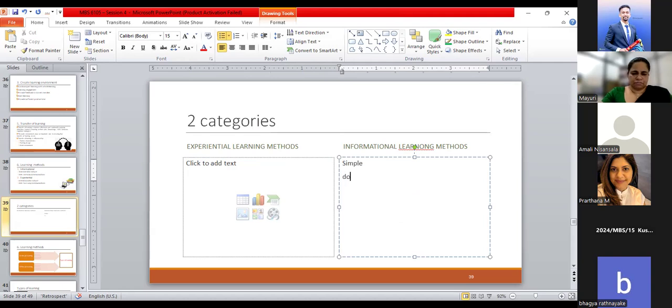Documented knowledge. Reading a book, the written format can clearly explain.